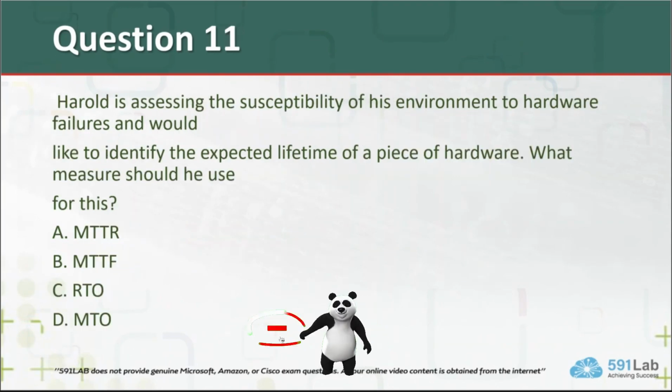Next question. Harold is assessing the susceptibility of his environment to hardware failures and would like to identify the expected lifetime of a piece of hardware. What measure should he use for this? MTTR, MTTF, RTO, or MTO? If I say the abbreviations, you will know the answer right away. So I'm going to give you a minute to pause, and then I'm going to explain what these abbreviations mean.